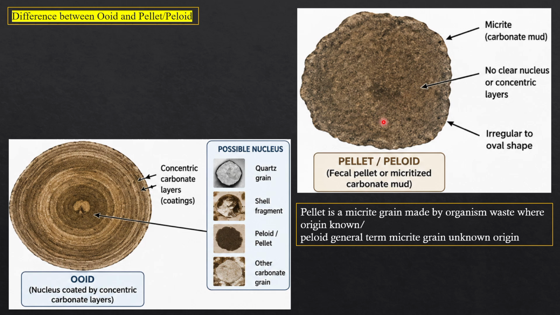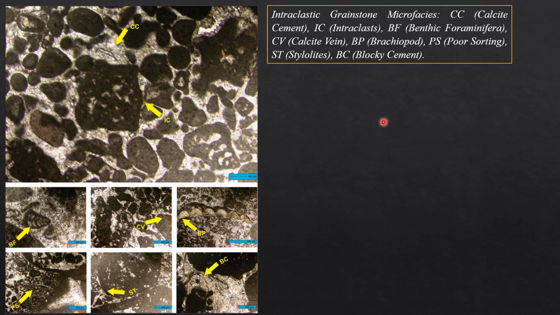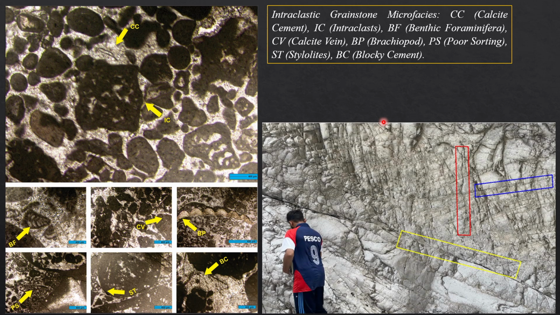Most of these are peloids, because sometimes we don't know the origin of the carbonate mud. Then this is also the grainstone, an intraclastic grainstone, in which you can see the intraclasts, benthic foraminifera, calcite veins, and brachiopods. You can see the poor sorting because of the high-energy settings. We also see the stylolite and the blocky cement, which represent a very high-energy setting.